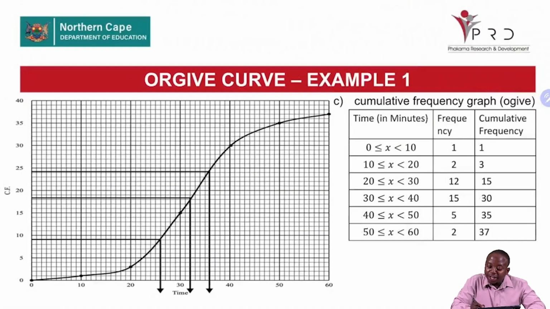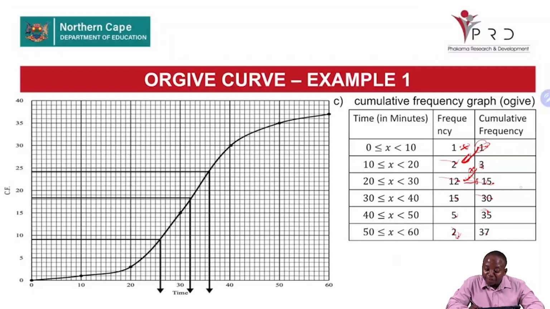Number C says, give us the cumulative frequency graph, which is our ogive curve. So what we do, remember, is we first find our cumulative frequency. We say, okay, this comes here, this plus that: 1 plus 2 is 3. 3 plus 12 is 15. 15 plus 15 is 30. 30 plus 5 is 35. 35 plus 2 is 37. So we add as we go down, and it gives you the answer on that side.